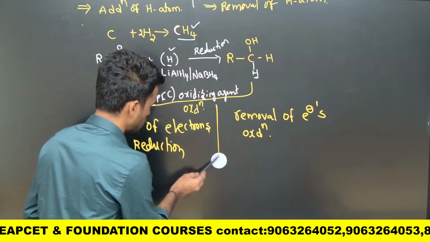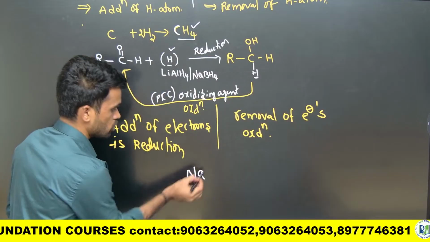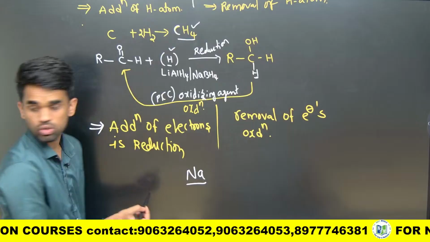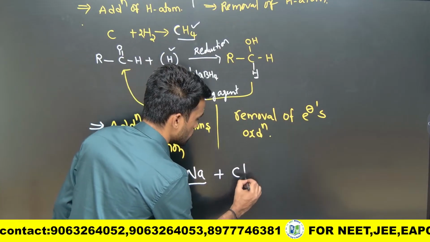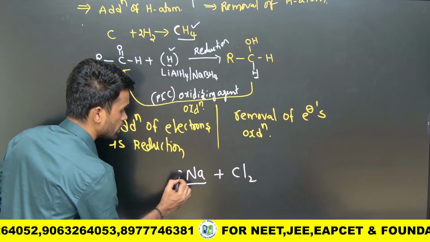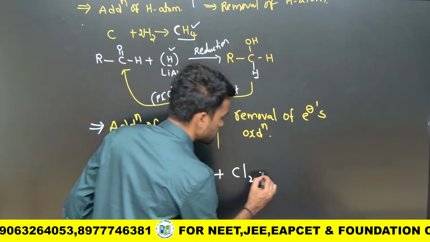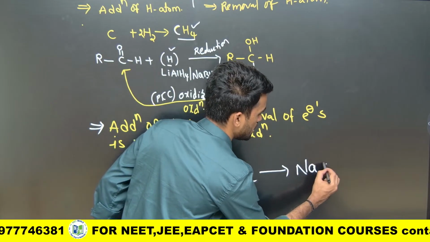See, I am writing a reaction here. Sodium atom, so here there is no charge on sodium, so we can say this is an atom. Now I am treating this with chlorine. We are adding chlorine to this. So what happens here? Sodium and chlorine will form sodium chloride, NaCl.